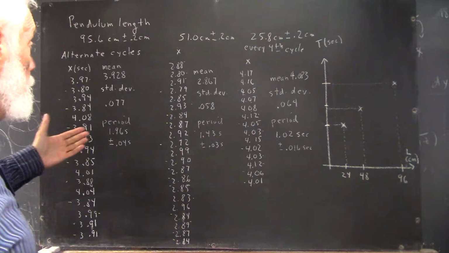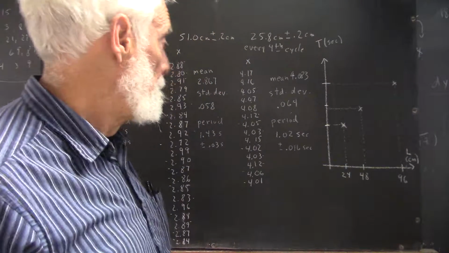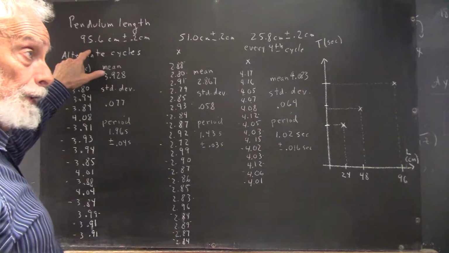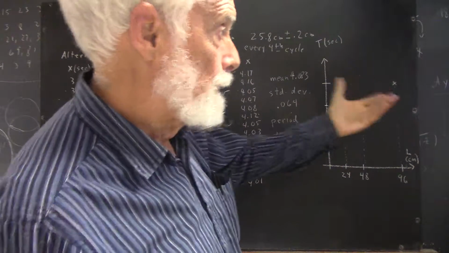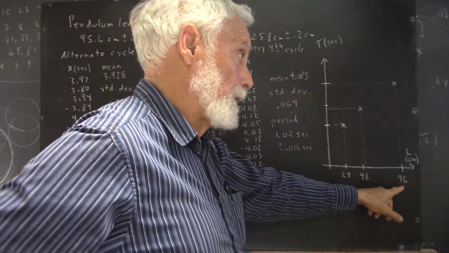Okay, well, I want to do a graph of the period in seconds versus the length in centimeters. This is about 96 centimeters, and that's just coincidental. I just hung the thing up there and measured it. It came out real close to 96 centimeters.